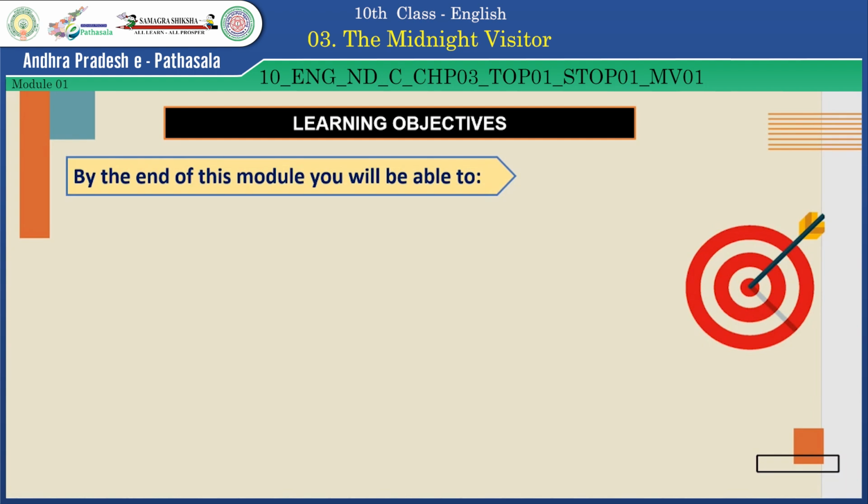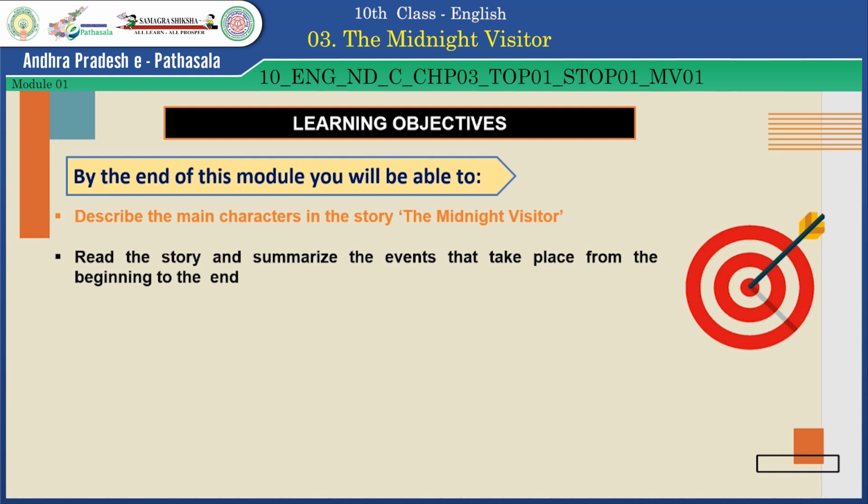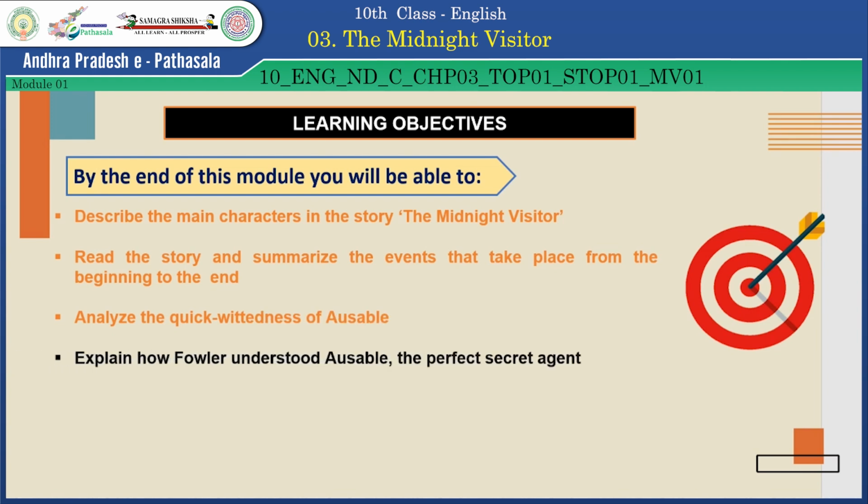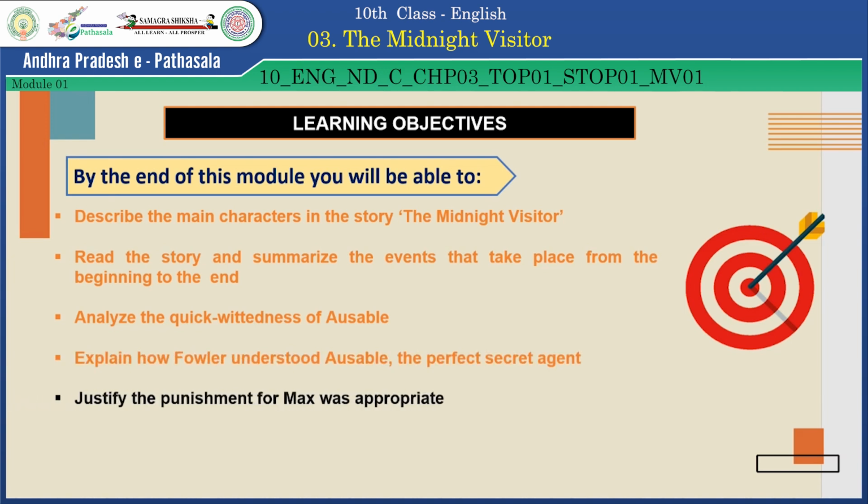By the end of this module, you will be able to describe the main characters in the story, The Midnight Visitor. Read the story and summarize the events that take place from the beginning to the end. Analyze the quick-wittedness of Asbel. Explain how Fowler understood Asbel, the perfect secret agent. Justify the punishment for Max was appropriate. Assess the hidden message of the story.